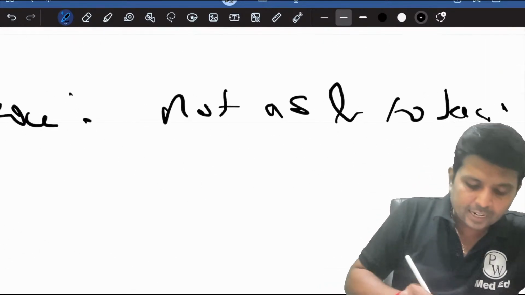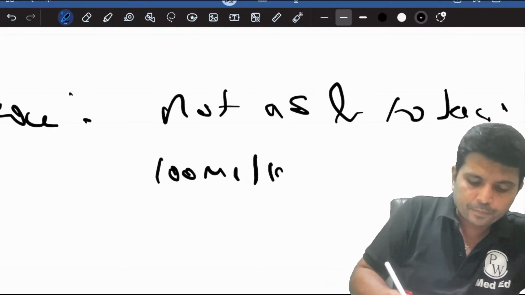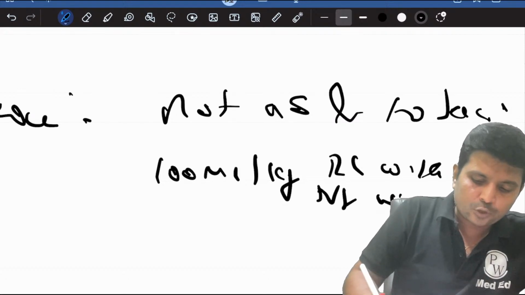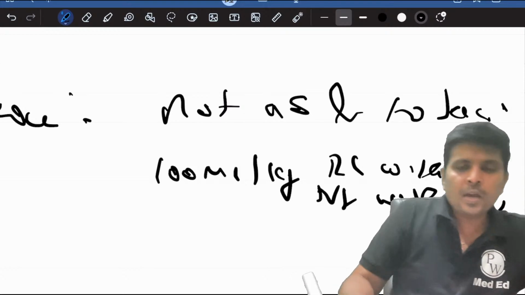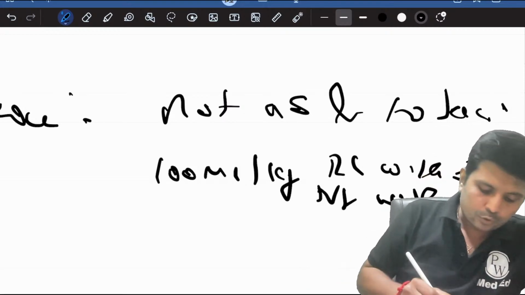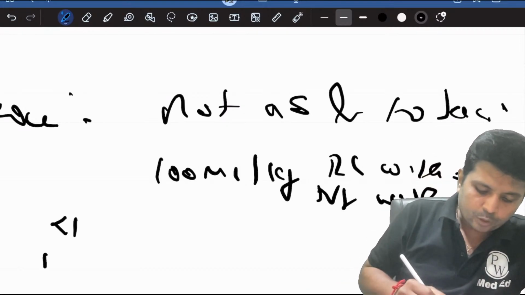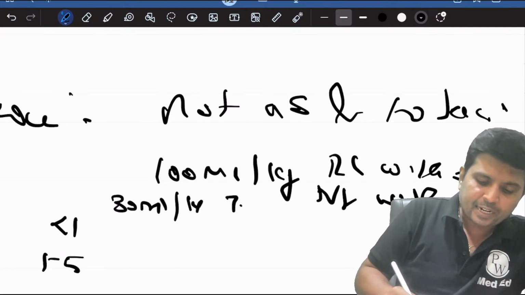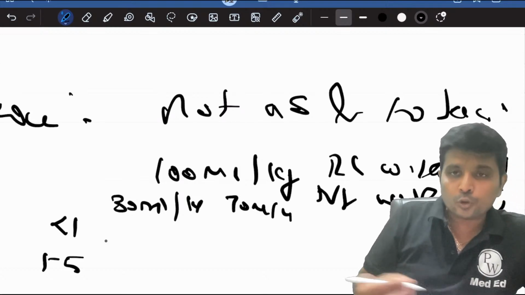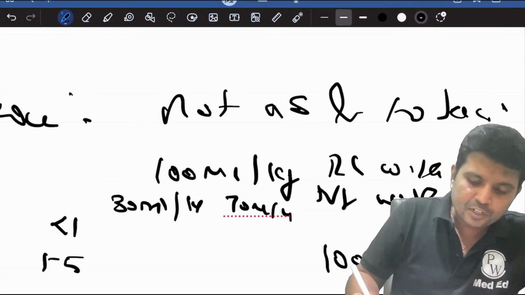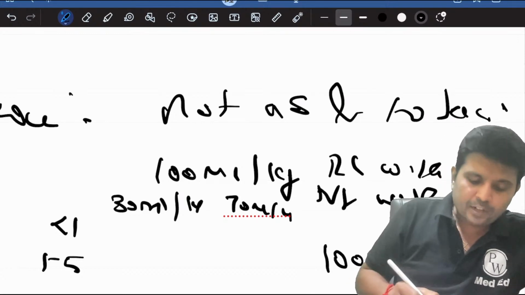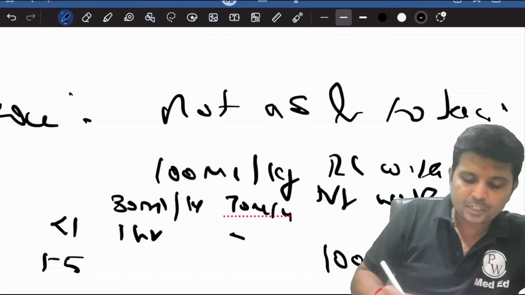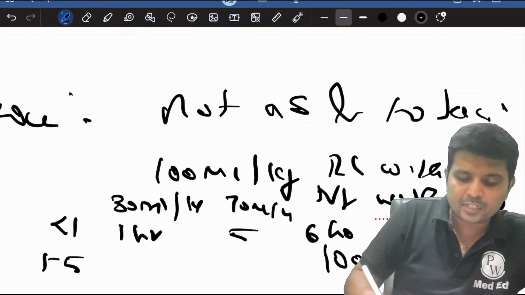The treatment for severe dehydration is 100 ml per kg of RL with dextrose or NS with dextrose, not dextrose alone. So, less than 1 year and 1 to 5 years. You can give the first 30 ml per kg and again 70 ml per kg. So totally 100 ml per kg is the deficit, that is the calculation you need to do. For 30 ml per kg, you need to use a 1 hour period, and 70 ml per kg over 4 or 5 hours. So the total is 6 hours.